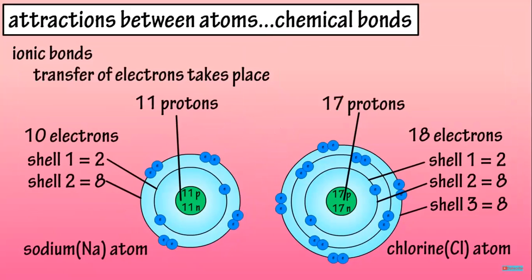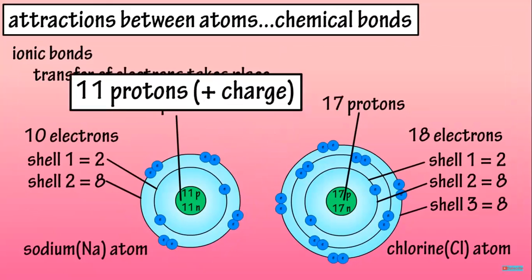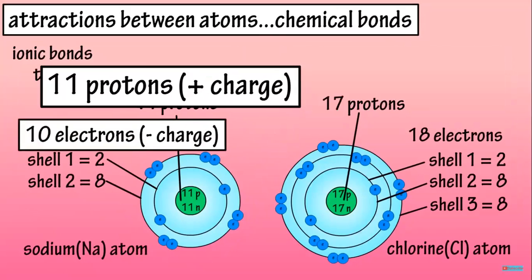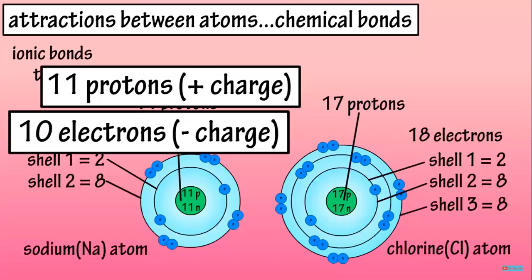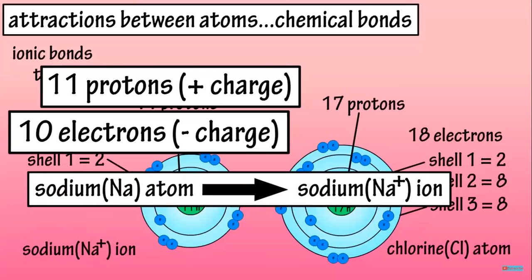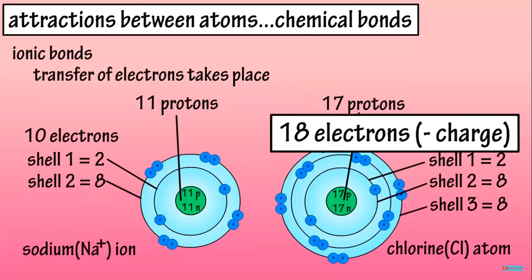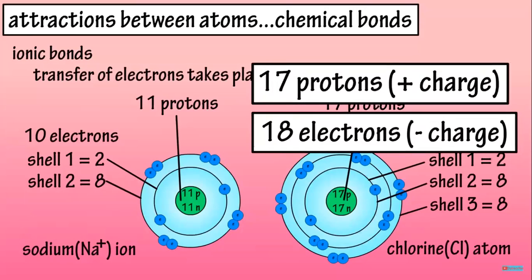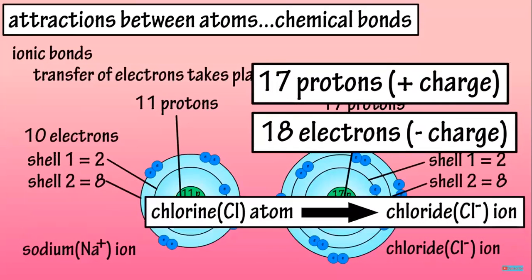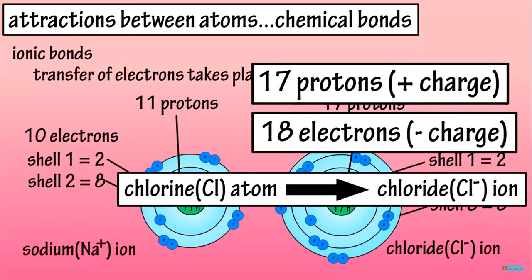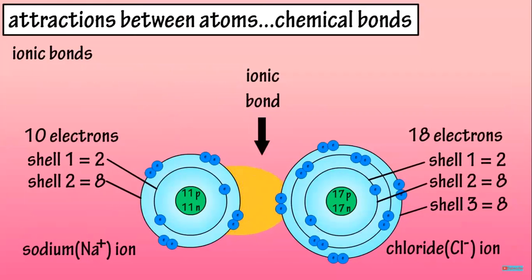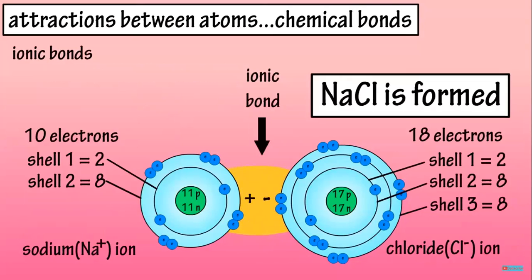Since the sodium atom gave up an electron, it has 11 protons, which are positively charged, and 10 electrons, which are negatively charged. This results in the formation of a sodium ion with a positive charge. An ion is an atom or molecule with a net electrical charge due to the loss or gain of an electron. Since the chlorine atom gained an electron and now has 17 protons and 18 electrons, it is a chloride ion with a negative charge. The positively charged sodium ion is now attracted to the negatively charged chloride ion, and NaCl, or table salt, is formed.